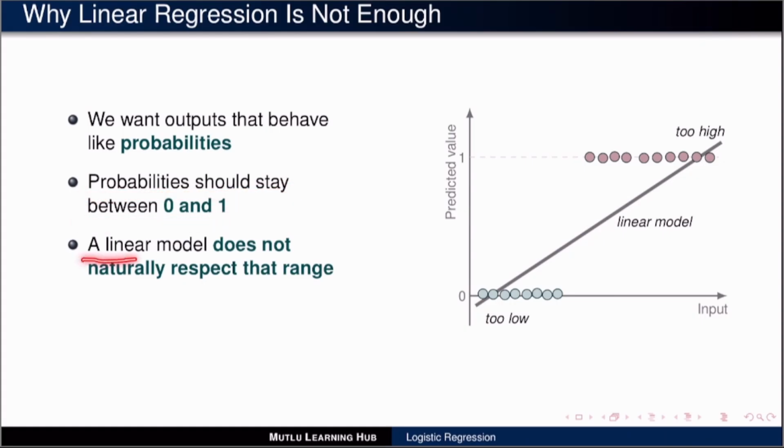A linear model does not naturally enforce that. So we need a way to keep the simplicity of linear models while forcing the output into the probability range. That's exactly where logistic regression comes in.